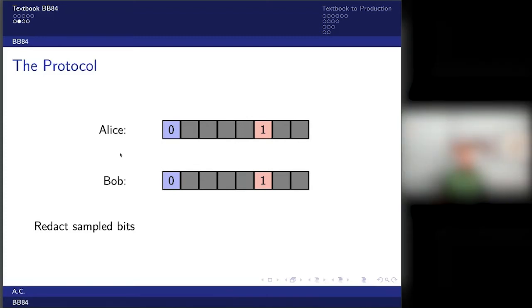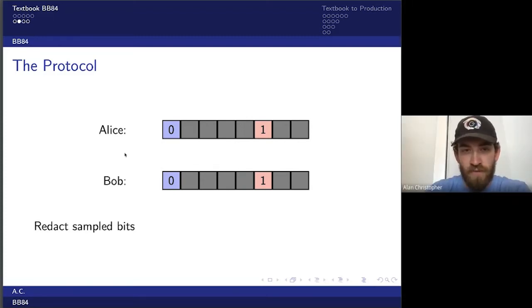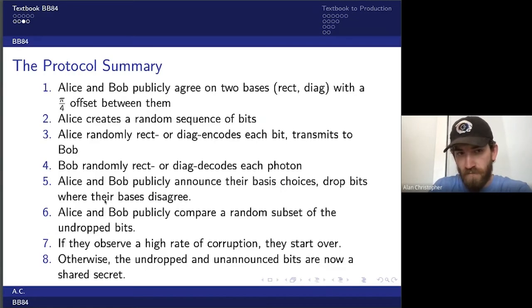Okay. All right, so we go ahead and redact those sampled bits because we just announced them publicly, and we don't want Eve to take advantage of that very easy attack surface that we've just provided. And that leaves us with exactly these 2 remaining bits that were transmitted, but that are theoretically perfectly secure. So this is a summary for anybody that wants to keep a copy of the PDF open, and this may be useful reference throughout the rest of the talk. It describes exactly what we just went through in the pictures, so I'm not going to talk through it again.